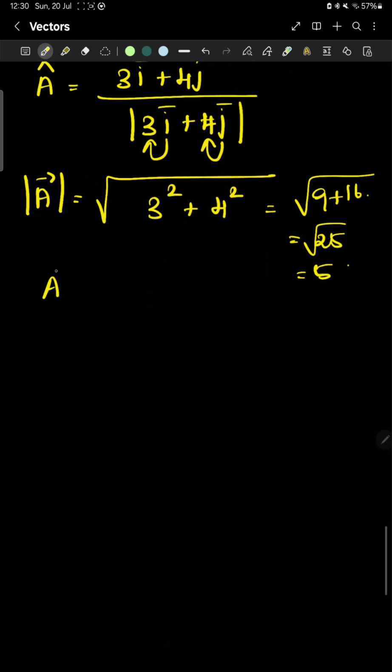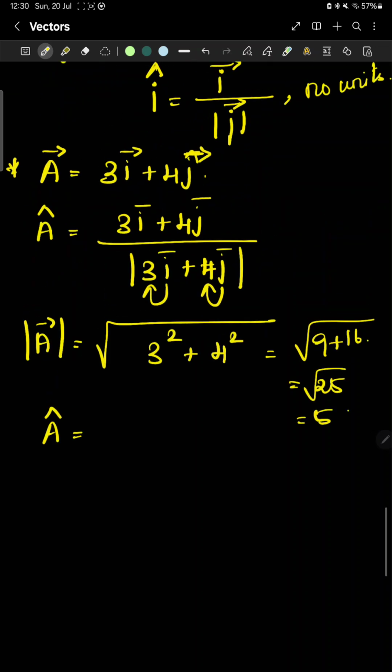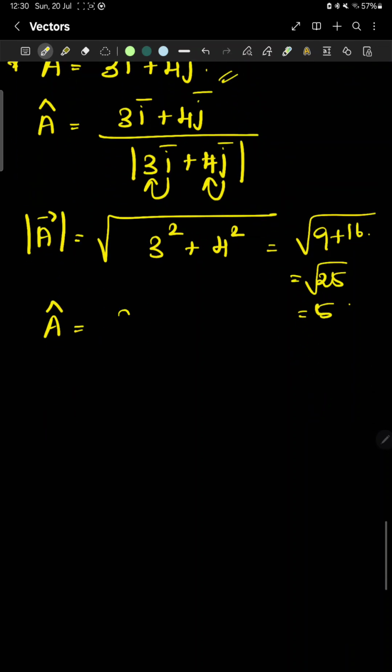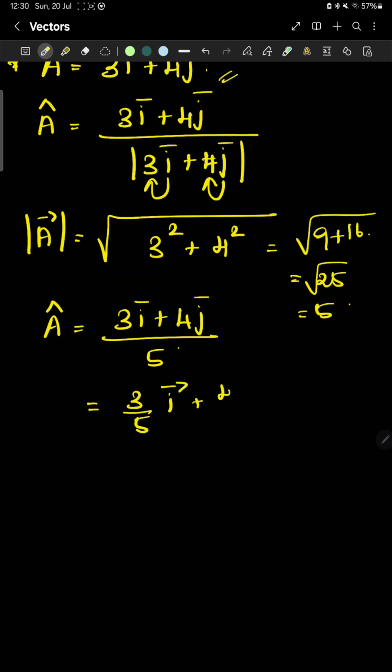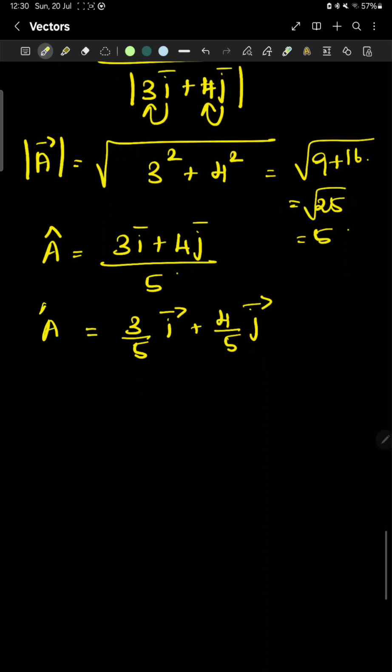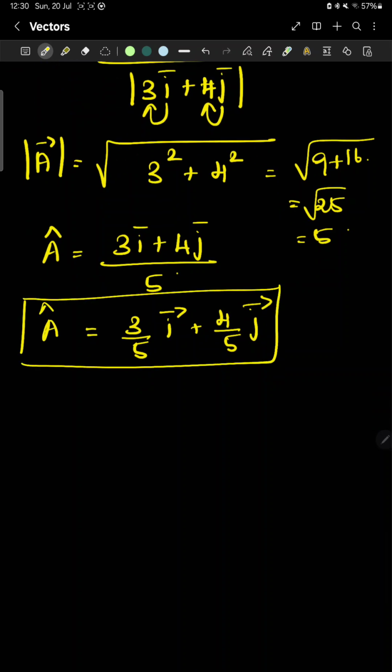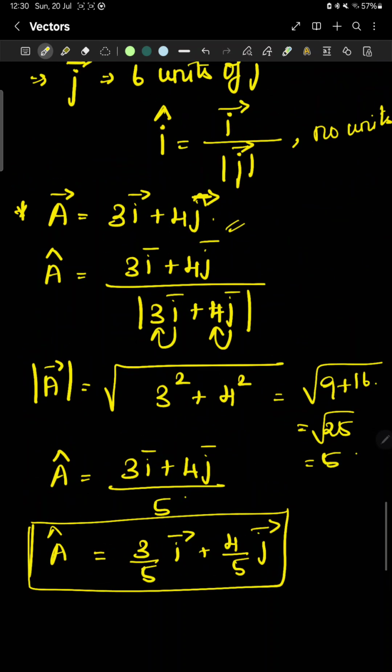So the a cap of this respective vector will be equal to 3i vector plus 4j vector divided by 5. So I can represent it as 3 by 5 i vector plus 4 by 5 j vector. This will be the a cap, that means the unit vector of the vector a. So that is the way we have to solve for the unit vector.